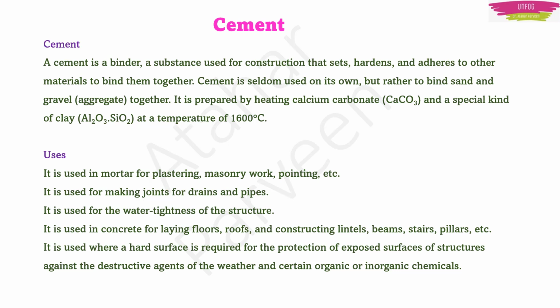Next, what are the uses of cement? We know that they are used for plastering, then masonry work, then pointing, etc. Then they are also used for making joints for drains and pipes. Then for water tightness of the structure. Then in concrete for layering the floors, then roofs, then constructing the lintels, beams, pillars, stairs, etc. In all the construction work, we use cement.